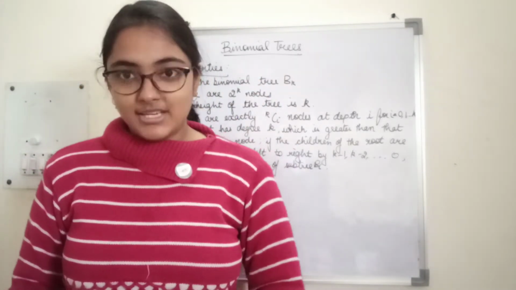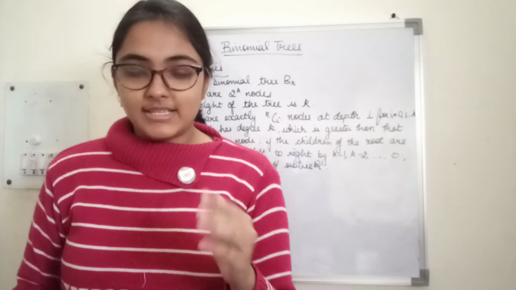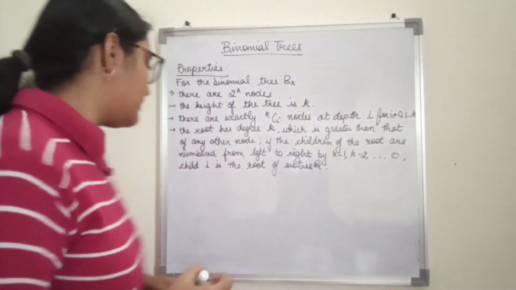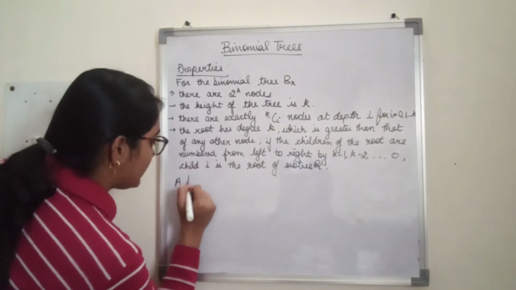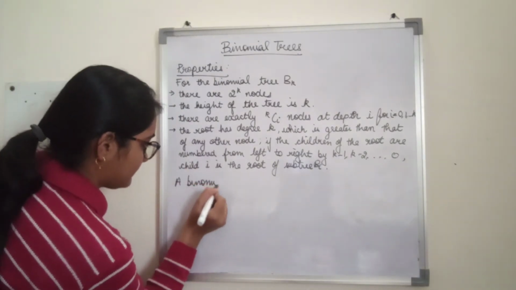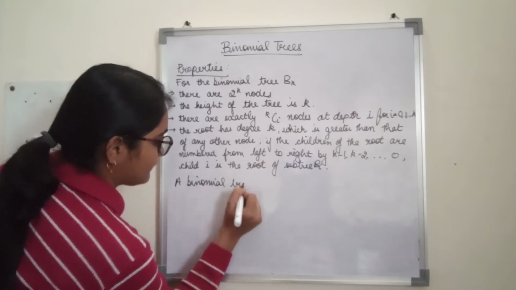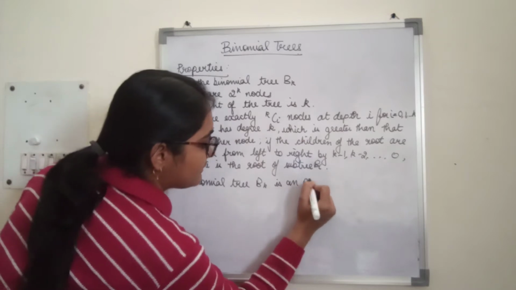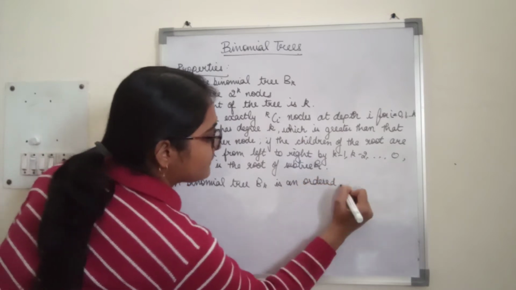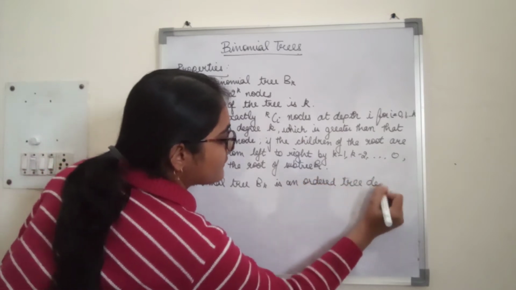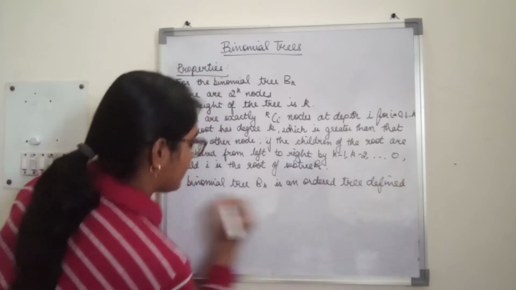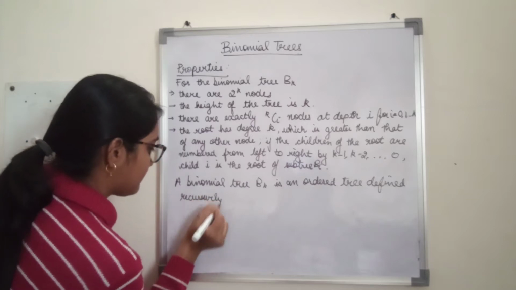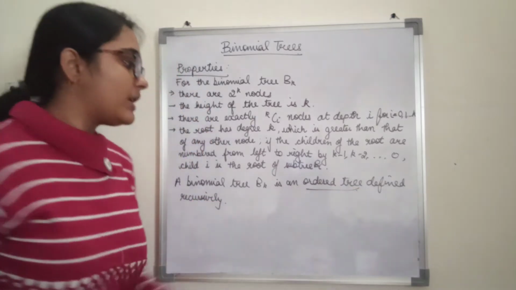A binomial tree is an ordered tree that is defined recursively. Okay, so what is an ordered tree? Let me write it. A binomial tree, Bk, is an ordered tree defined recursively. Okay. So what is an ordered tree?